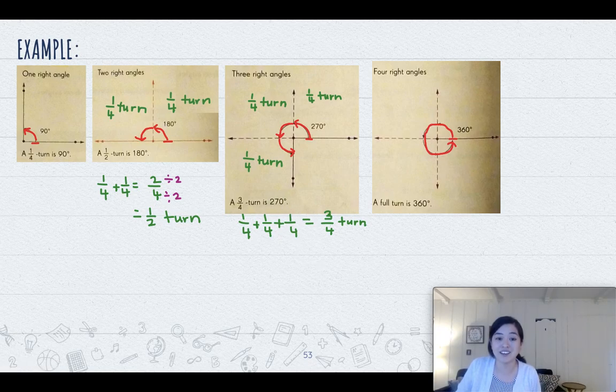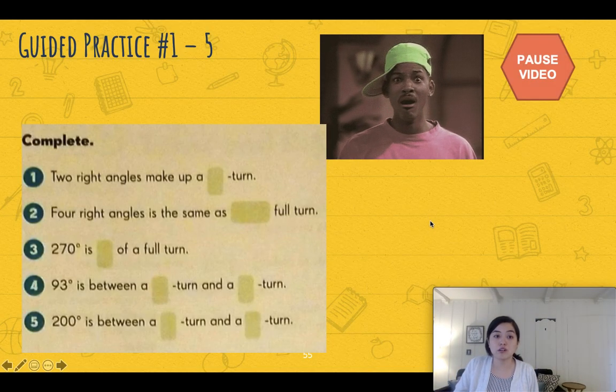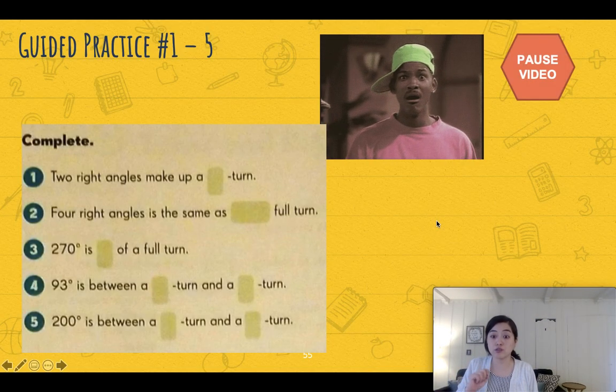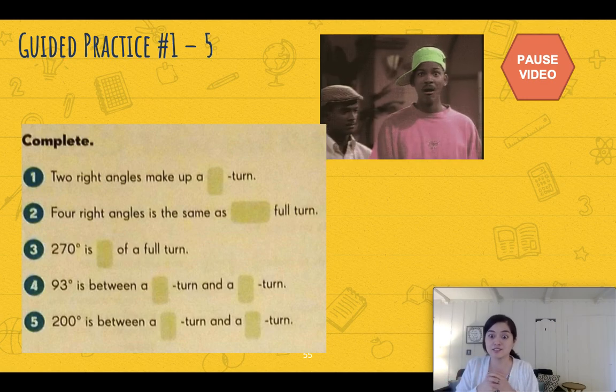All right? Okay. So in conclusion, a full turn is 360 degrees, okay? A one-fourth turn is 90 degrees. A half turn is 180 degrees. A three-fourths turn is 270 degrees. And a full turn is 360 degrees. This is always true, okay? All right, so can you do guided practice numbers 1 through 5 on your own? And when you're ready, play the video and let's check our answers together.